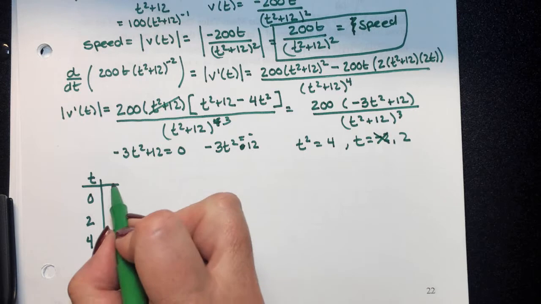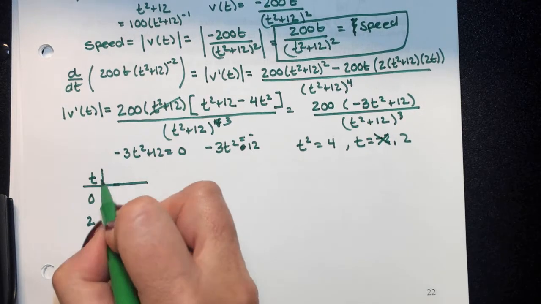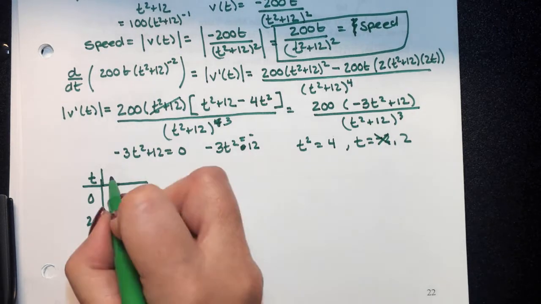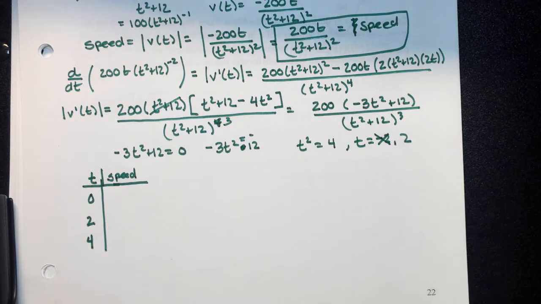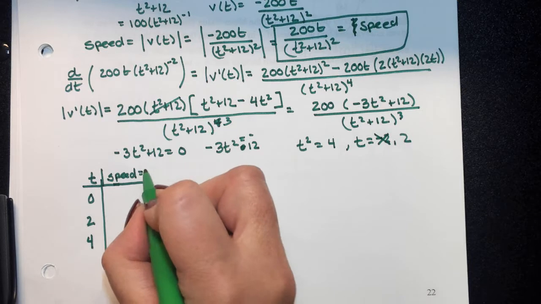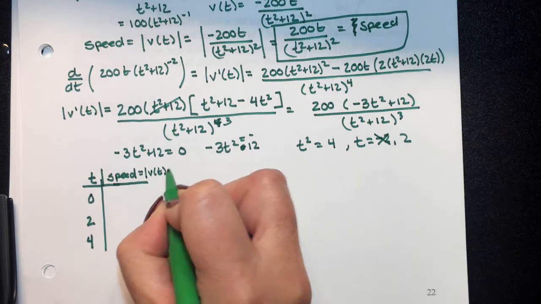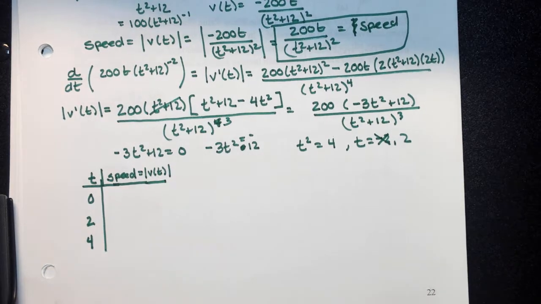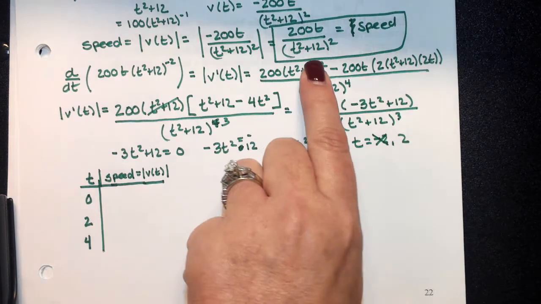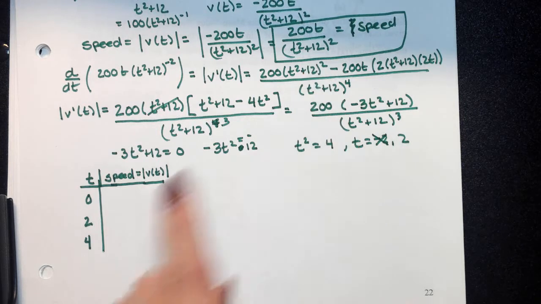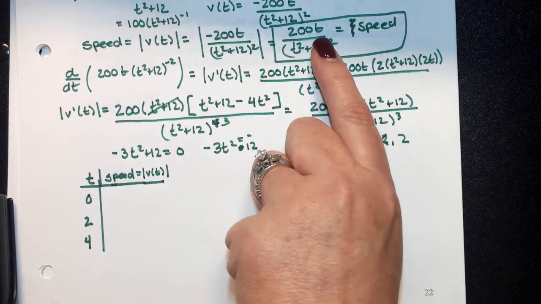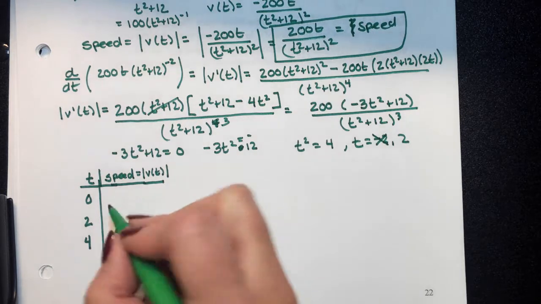So now remember, I want to know what the absolute maximum speed is. So I want to take my candidates and plug them back into my speed function, which remember is the absolute value of the velocity function. And that's why I boxed that speed function up here in the beginning, so I know exactly where to plug it in. Well, what happens when I plug 0 in for t? I'm going to end up with a what? 0.